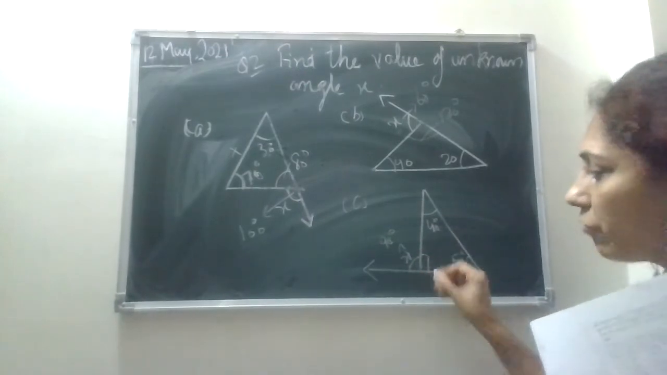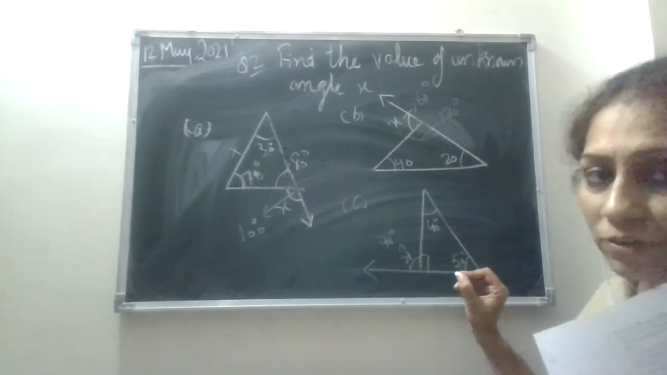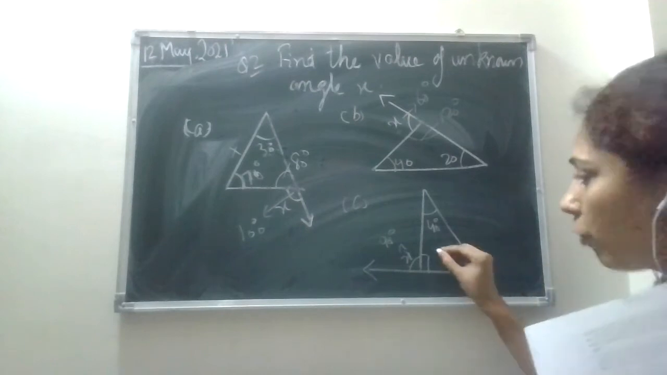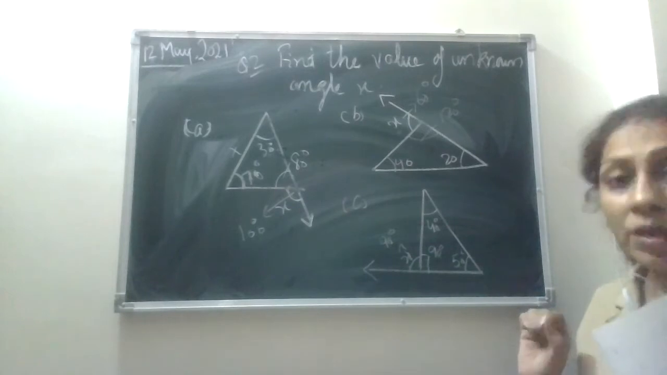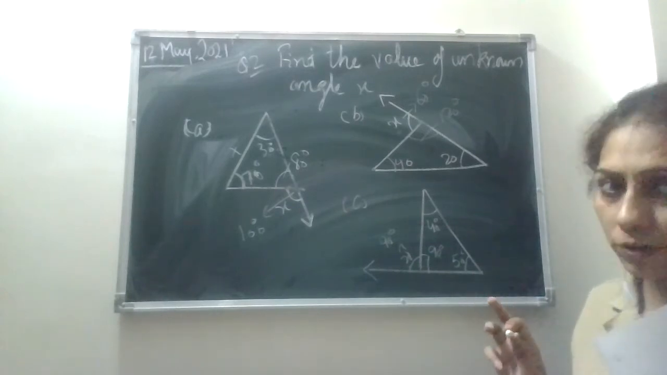What is going to be the sum of this to make it 180 degrees? Sum of angles of triangle property, 90 degrees. And this is again 90 degrees, 180. Okay. So there are two ways you are going to solve the question.